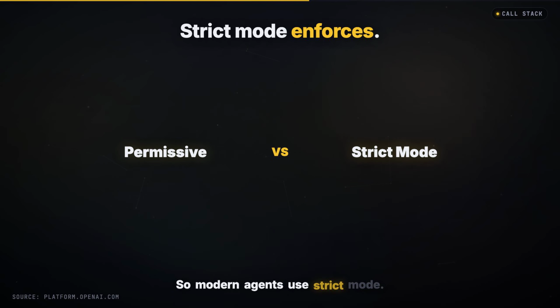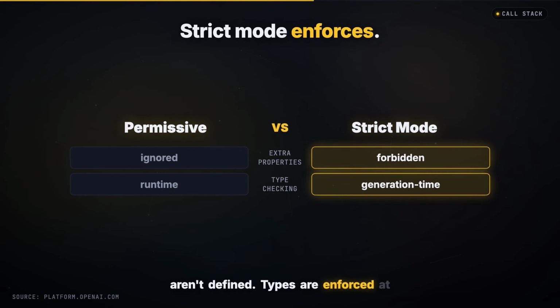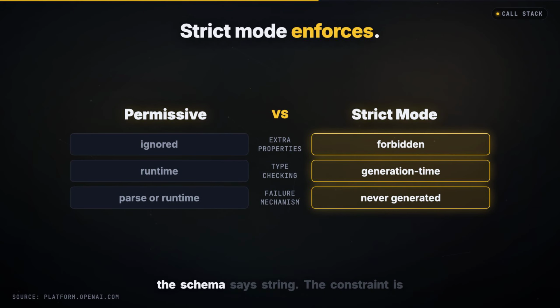So modern agents use strict mode. The schema forbids extra properties that aren't defined. Types are enforced at generation time, not runtime. The model cannot output a Boolean where the schema says string. The constraint is built into the sampling. Invalid data never reaches your code.